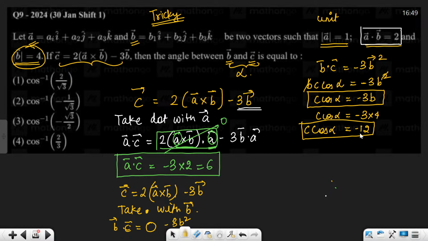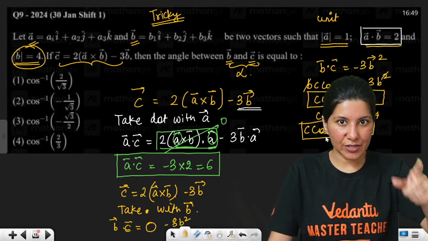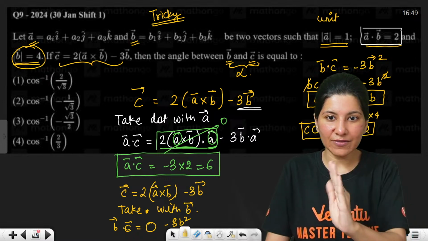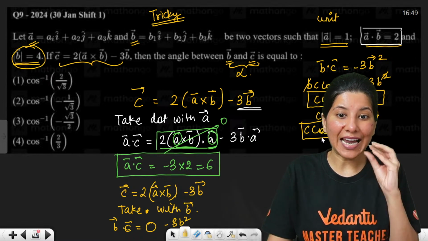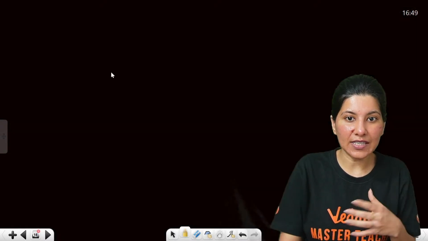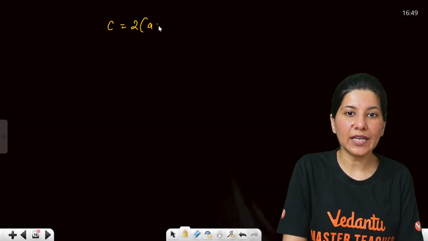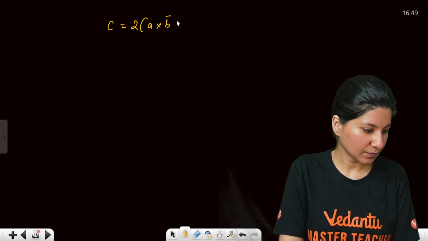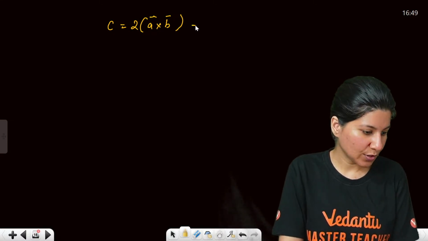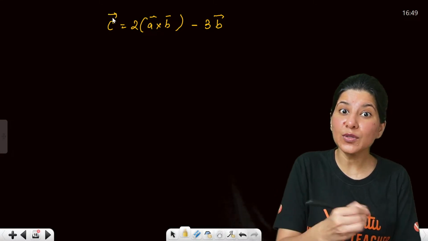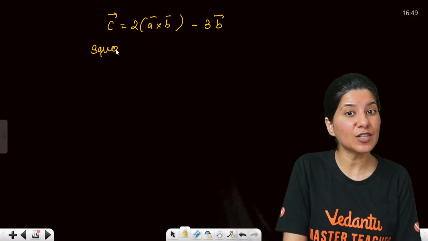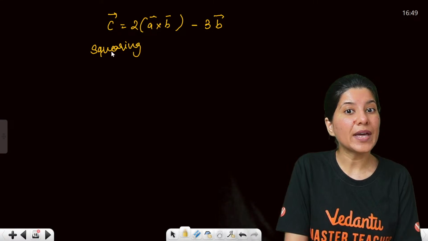Alright, clear? We are looking for cos alpha. Now, I told you that we have to use this original equation. First we have taken dot with A, second we have taken dot with B, and now the final one: C equals 2A cross B minus 3B, correct? This is the equation. Now we are going to square it. Third time we are using the original equation, squaring both sides.